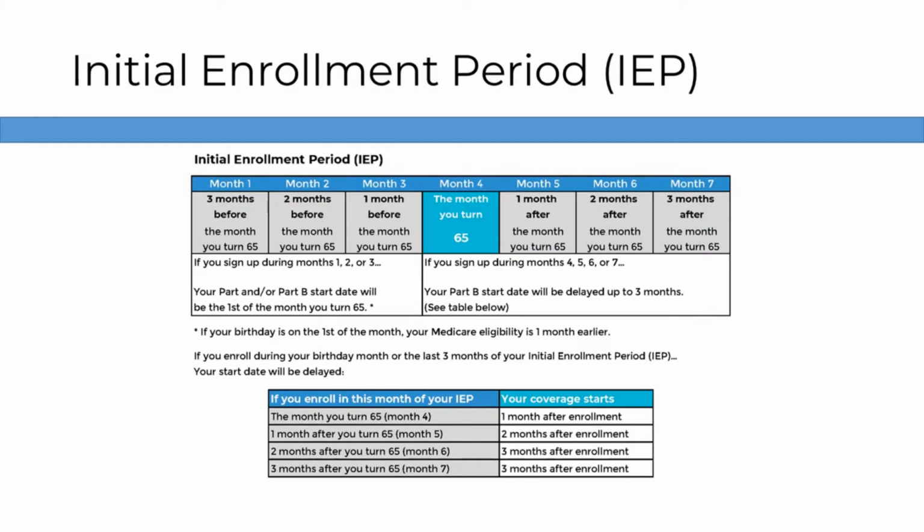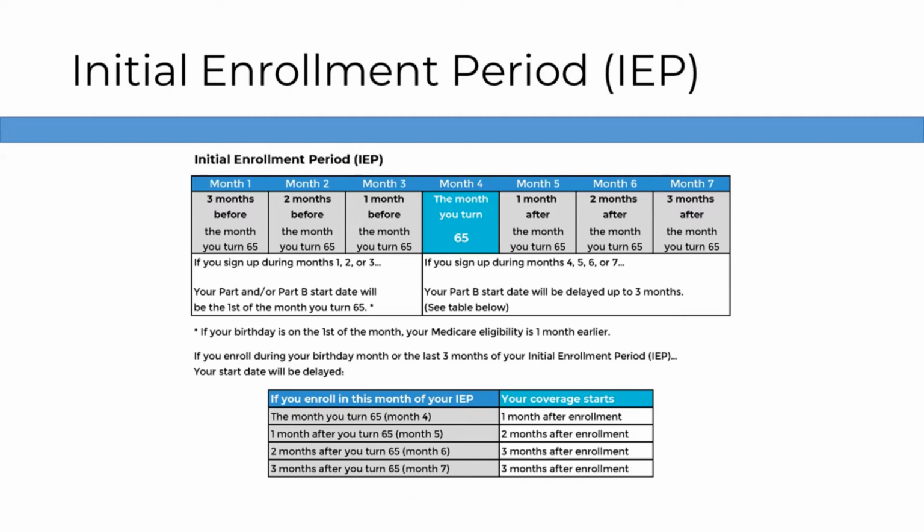Initially, Medicare beneficiaries have the opportunity to enroll in Medicare Part A and Part B during their IEP, or initial enrollment period, when they're turning 65. This is the 3 months prior to your birth month, your actual birth month, all the way through the 3 months after your birth month. This gives you a full 7 months. Just so you know, the start dates are always on the first of the month.